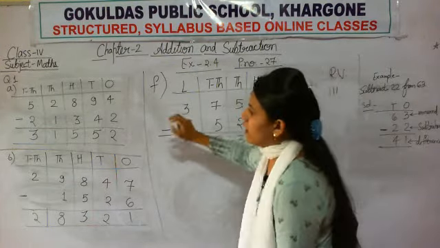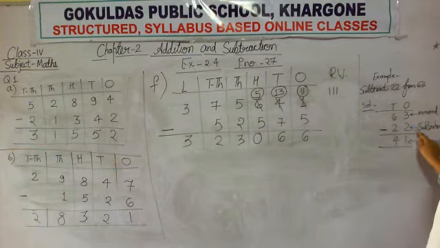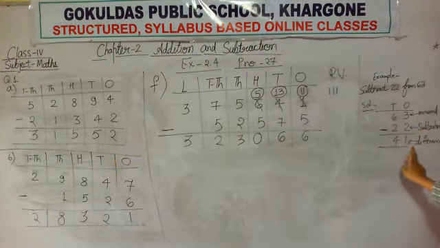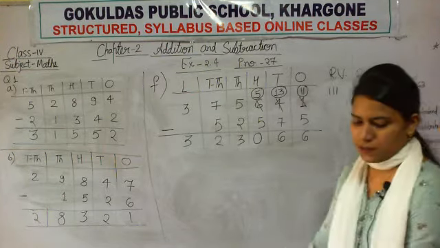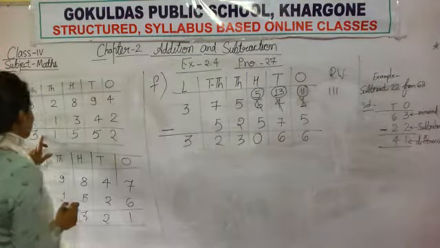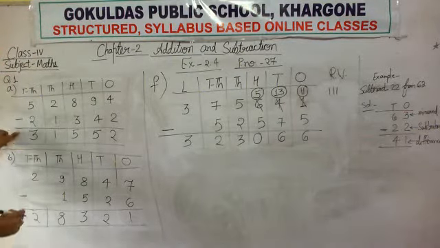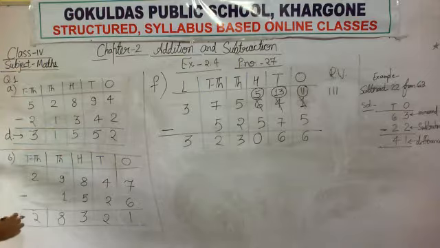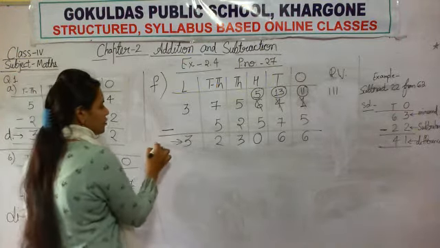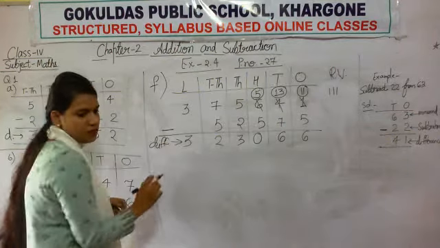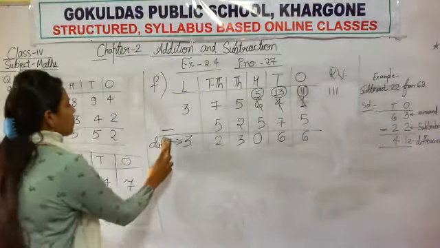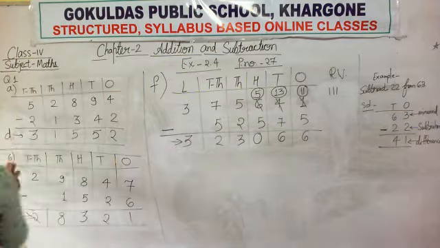Remember, the larger number is called minuend. The number which you are subtracting is called subtrahend, and the result is called difference. So it is your result of subtraction, it is called difference. Right? We remember the result of subtraction is called difference.